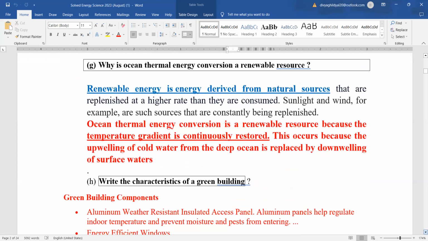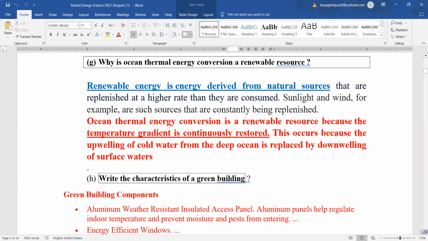What is ocean thermal energy conversion? A renewable source. See, renewable energy is energy which we derive from natural sources. Now in ocean thermal energy, the key is temperature gradient. That means the temperature is varying, and this will continue to vary. This is a natural phenomenon. That is why upwelling of cold water from deep ocean is replaced by downwelling of surface waters.